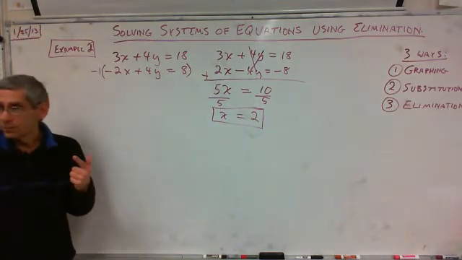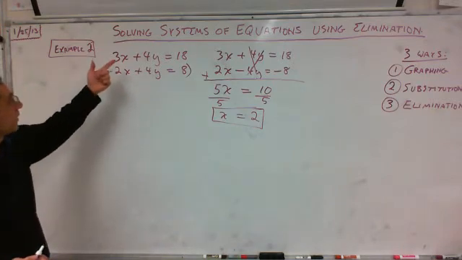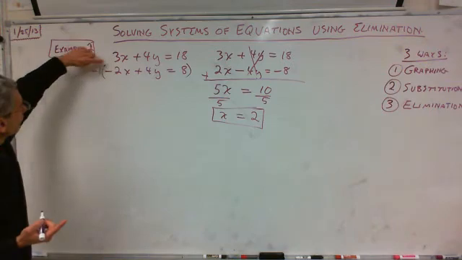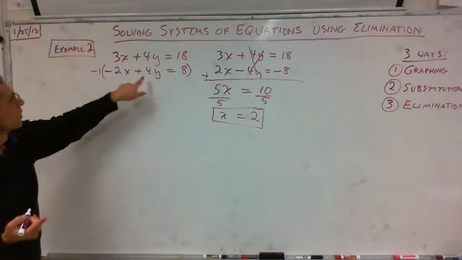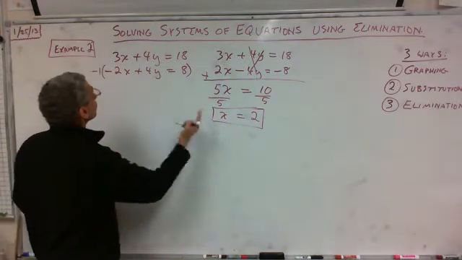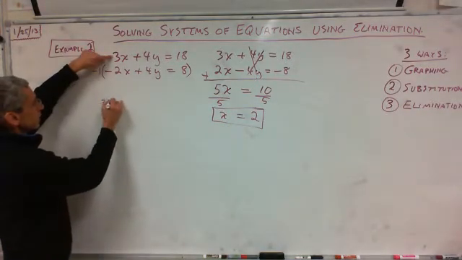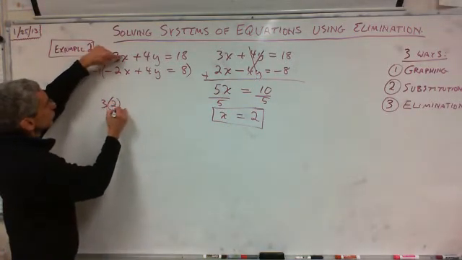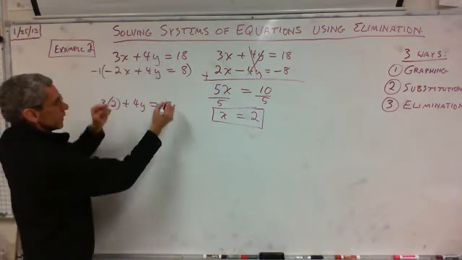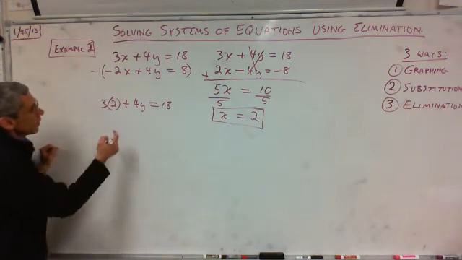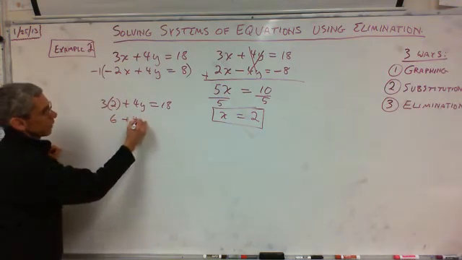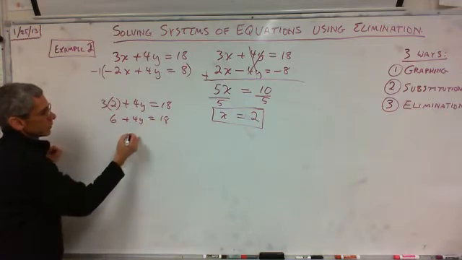So now I plug it in. I take either one of my original equations. It doesn't matter, just not the one with the negative. Let's take the top one. We got x is equal to 2, so instead of 3 times x, it'll be 3 times 2, plus 4y equals 18. And that's going to be 6 plus 4y equals 18.